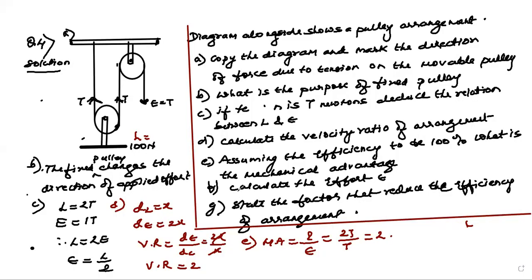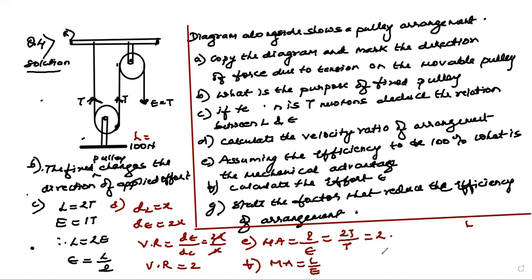The F part of the question is to calculate the effort E. So what is the load L given to you in the picture? You can see here 1000 newtons. Naturally, MA is L upon E. Again, I use the formula MA equals L upon E.